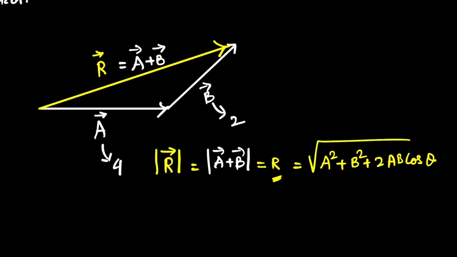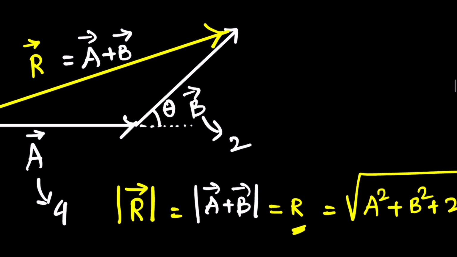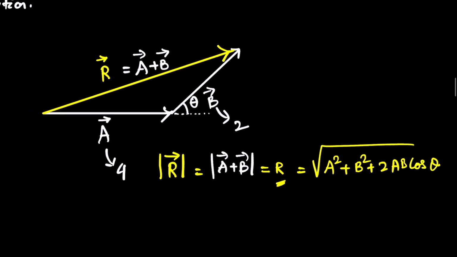Mark the angle here. Now where is the angle? Between A and B. This is the angle between the A vector and the B vector. Now you might have learnt this in class 9.